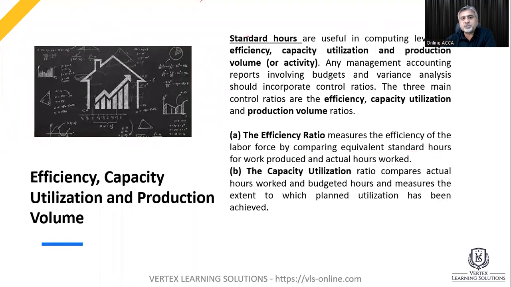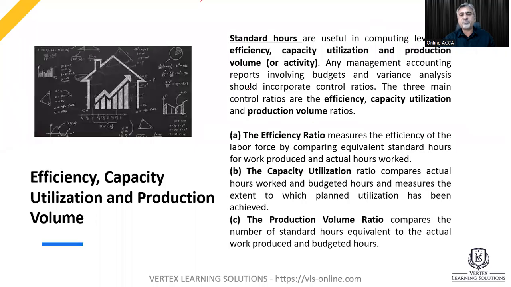The capacity ratio compares actual hours worked, like we said 10 hours, and the budgeted hours, which were 8 hours. And then we see if we worked more hours or less hours. So we compare 10 with 8 in this case. And then we talk about the third one, which is production volume.